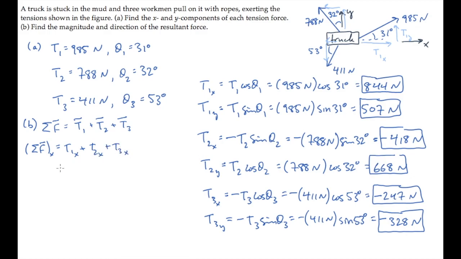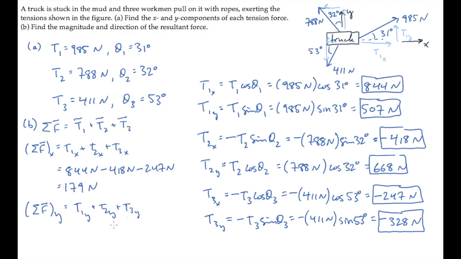The x component is shown here. Add all the individual x components to find that it equals 179 newtons. The net y component is the sum of all the individual y components. That's shown here, and it works out to 847 newtons. Now we can take these components and use them to find the magnitude and direction of the resultant force. That force looks like this, with components in the x and y direction at an angle of theta.